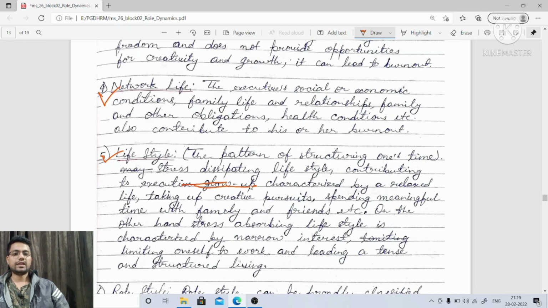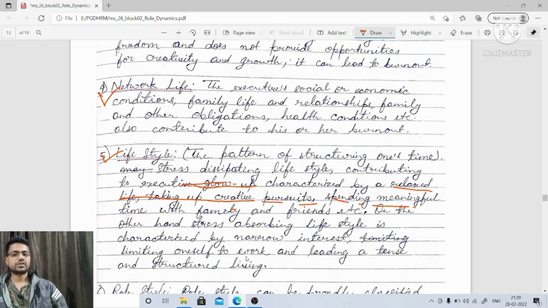And what are the characteristics of a stress dissipating lifestyle? It is characterized by a relaxed life, taking up creative pursuits, and spending meaningful time with family and friends. On the other hand, a stress absorbing lifestyle is characterized by narrow interest, limiting oneself to work, and leading a tense and structured living. So that is the difference between the stress dissipating lifestyle and the stress absorbing lifestyle.